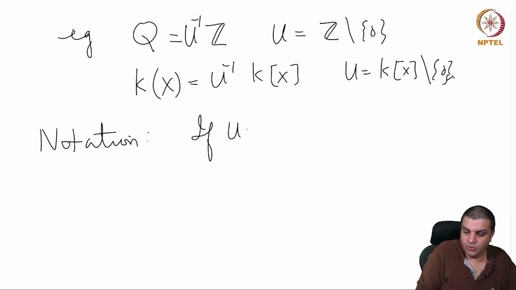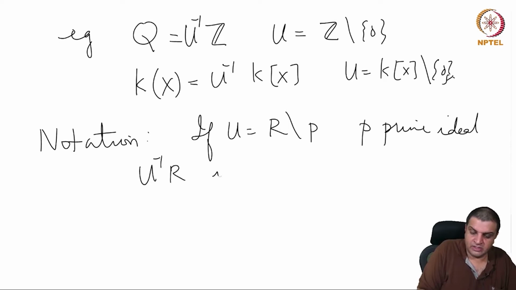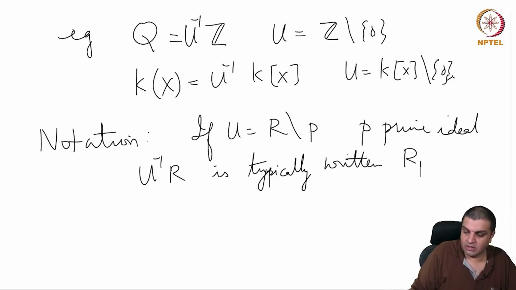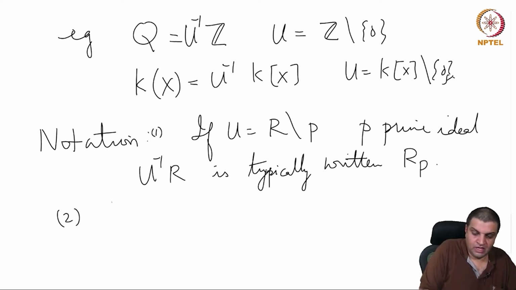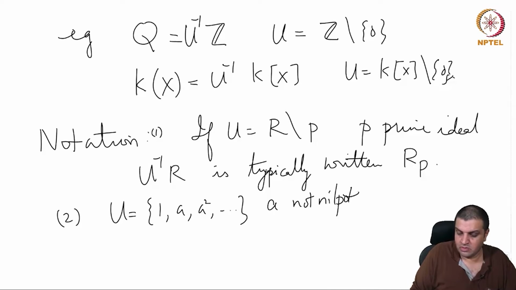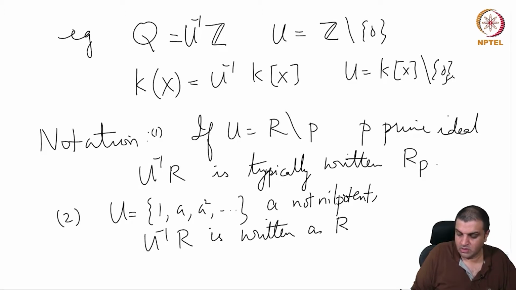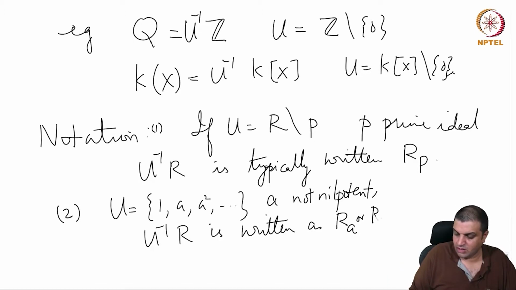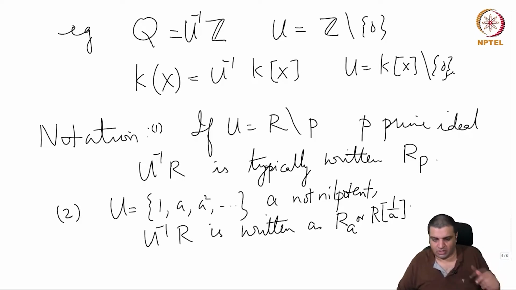Just a little bit of notation. One, if U is the complement of a prime ideal, then U inverse R is typically written as R localized at P, with subscript P. And two, if U is 1, A, A squared, and so on, with A not nilpotent, then U inverse R is typically written as R sub A, or sometimes R adjoint 1 over A. So this is just variations of the notation that one would come across.